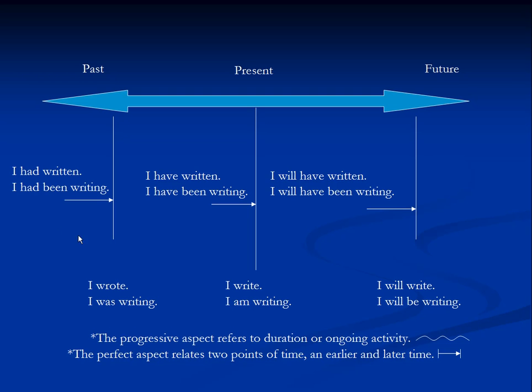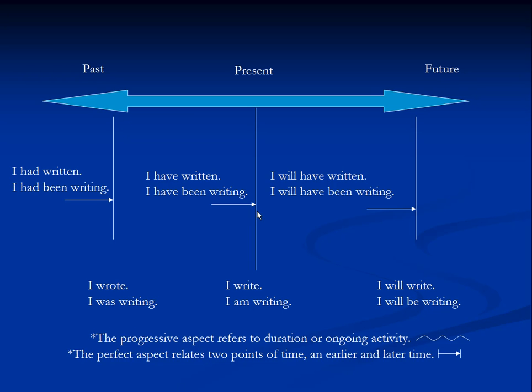But the perfect, however, as you'll see with these horizontal lines, has to do with a span of time or 2 points of time. That's really what the perfect does. It relates a span or 2 points of time. So if you're in the present, you have I have written, I have been writing. So for instance, you might say, hello, my name is Sam, and I have written 2 books. That means from some time in the past up to the present, you have written 2 books.